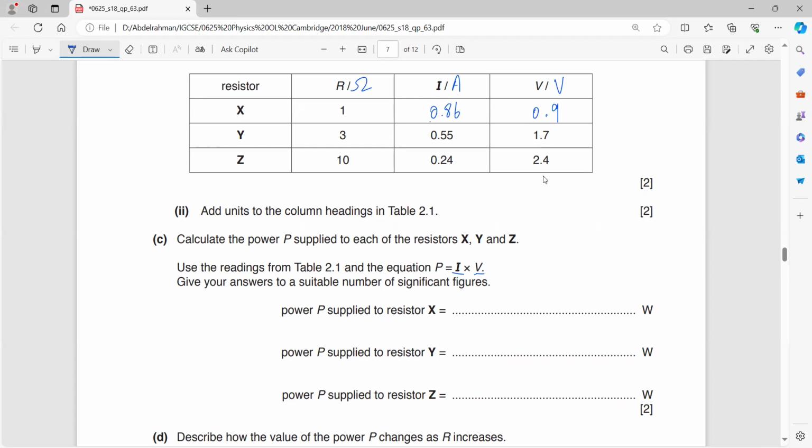The second is 0.55 times 1.7. What's 0.86 times 0.9? It's 0.774. Then resistor Y: 0.55 times 1.7 is 0.935, so 0.94. Then resistor Z: 0.24 times 2.4 is 0.576, so 0.58.